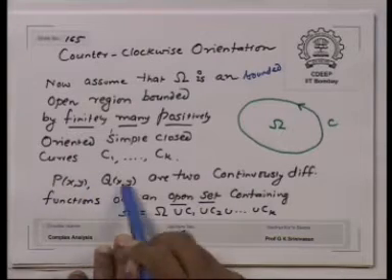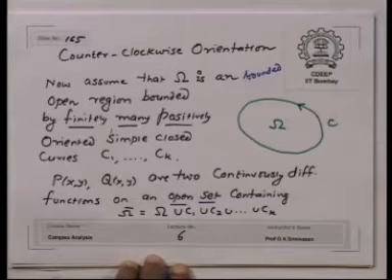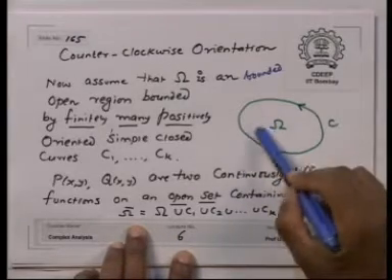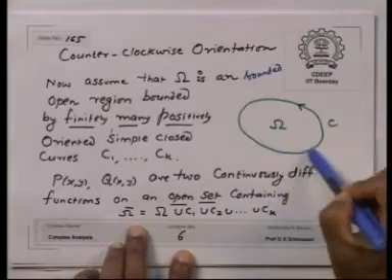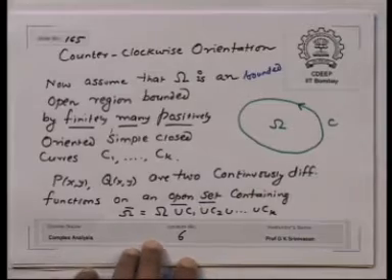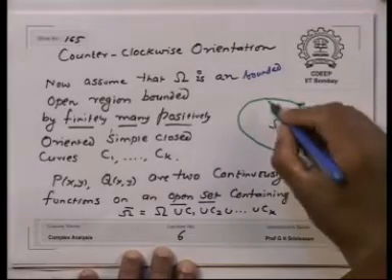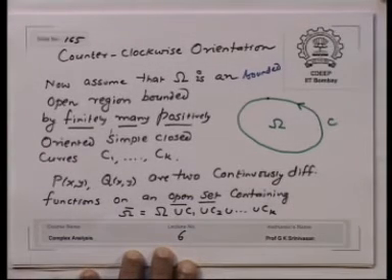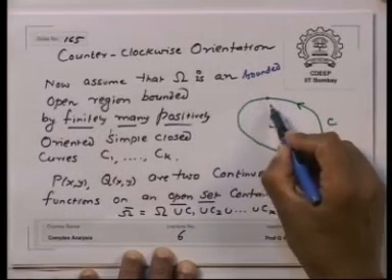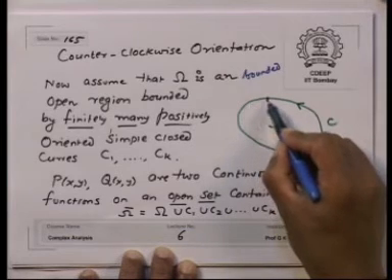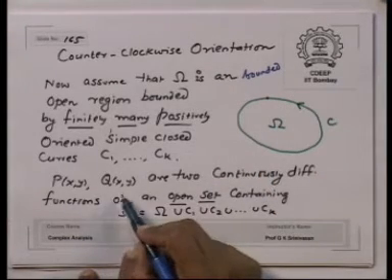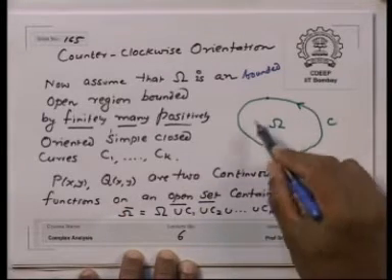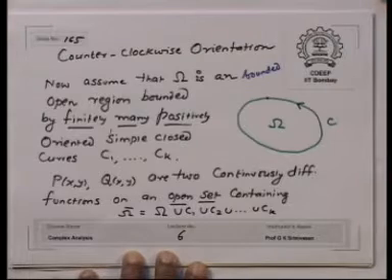You are given two functions P(x,y) and Q(x,y) which are continuously differentiable. Not only is it continuously differentiable inside omega, it should also be continuously differentiable on the boundary. What do you mean by saying that it is continuously differentiable on the boundary? That means that there must be a certain disk around this point in which they are both continuously differentiable. It should be continuously differentiable in the interior. Interior is an open set, so there is no problem.